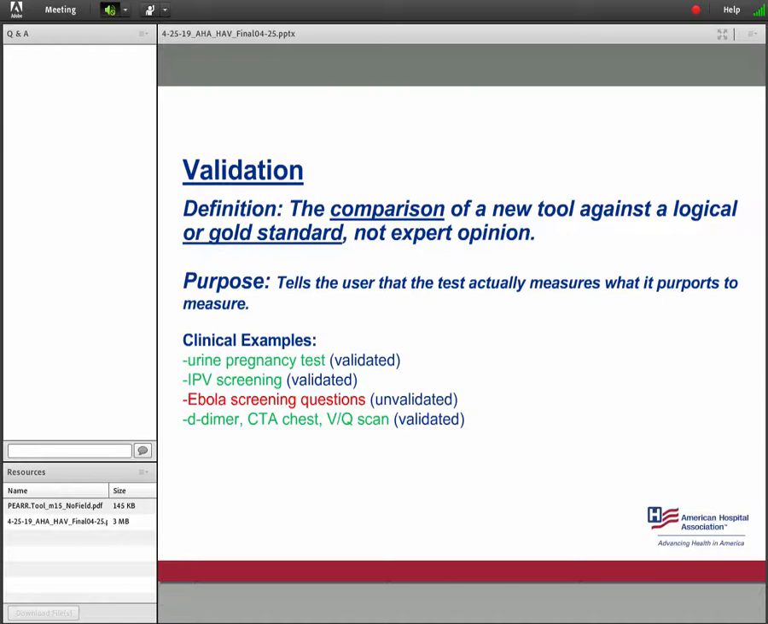IPV screening. There are intimate partner violence screening tools that have been validated. Those are the ones that we should be using clinically. Ebola screening questions. They're not validated. We came up with them during a pandemic. It was an emergency situation. We needed to make sure that we had a really wide net cast so that we didn't miss anyone who might have Ebola, because the risk was too great to allow that possibility to go through.